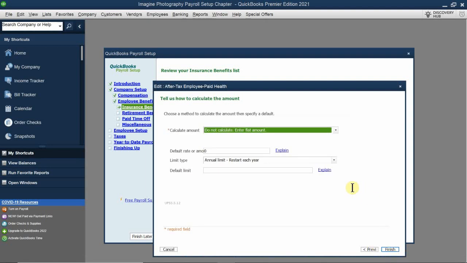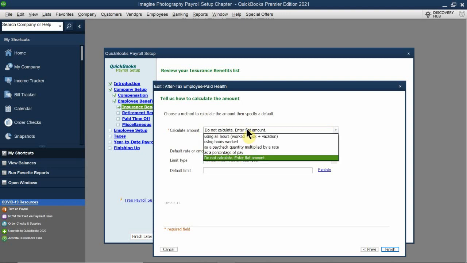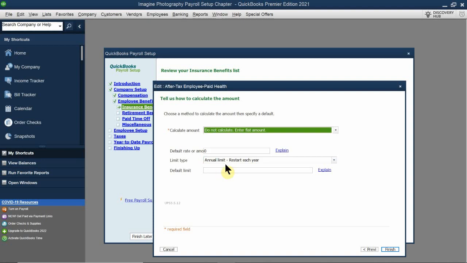Now it asks me what is going to be my calculated amount. In this case, do not calculate. I'm not going to calculate because you can choose different calculations based on maybe a percentage, maybe by pay period. In this case, I'm going to choose do not calculate. And we're going to enter in an amount.